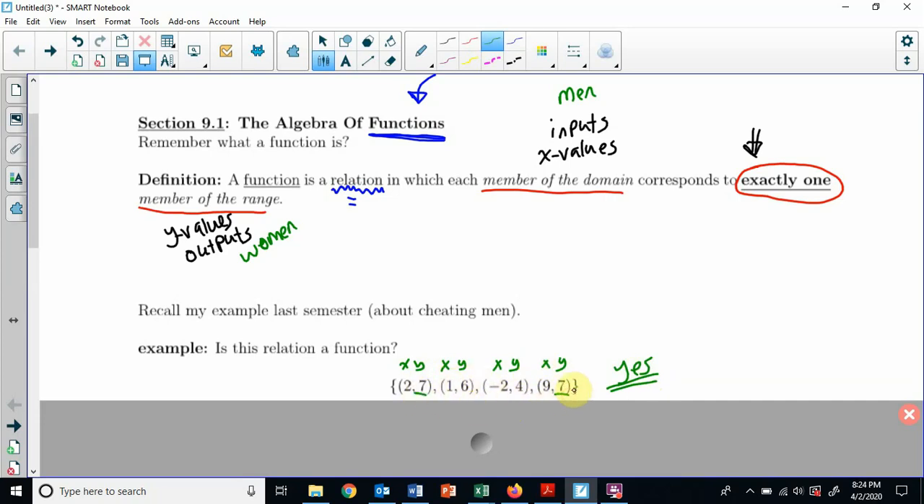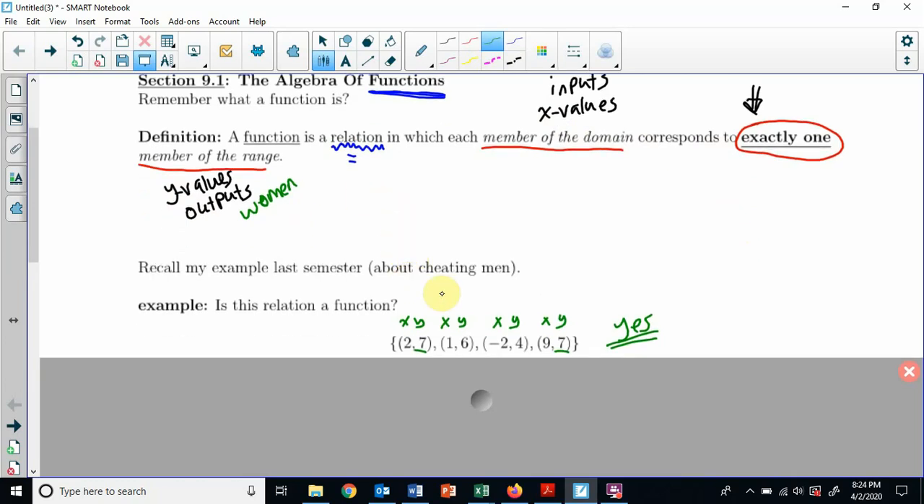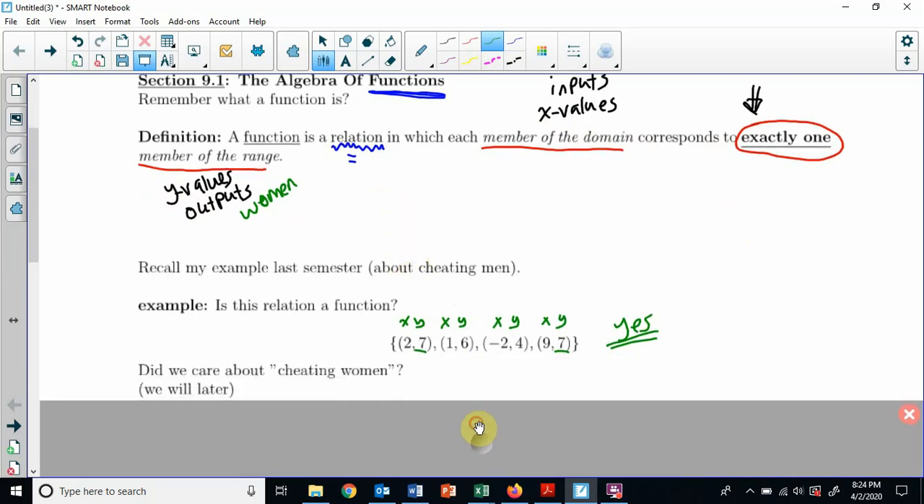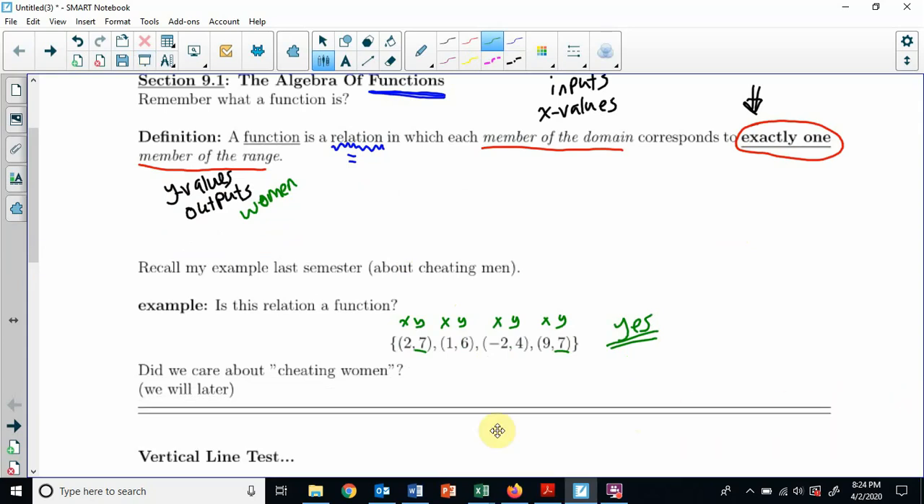She's cheating. But the definition doesn't say each y value has to have one x value. It says each x value has to have one y value. There's a difference there. Okay? So what about cheating women? We really don't care when we're talking about functions. But I'll give you a tease. We will care later. We'll talk about that, okay?